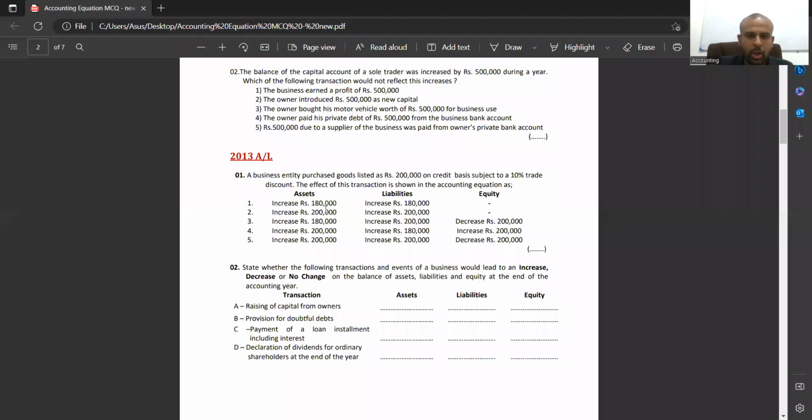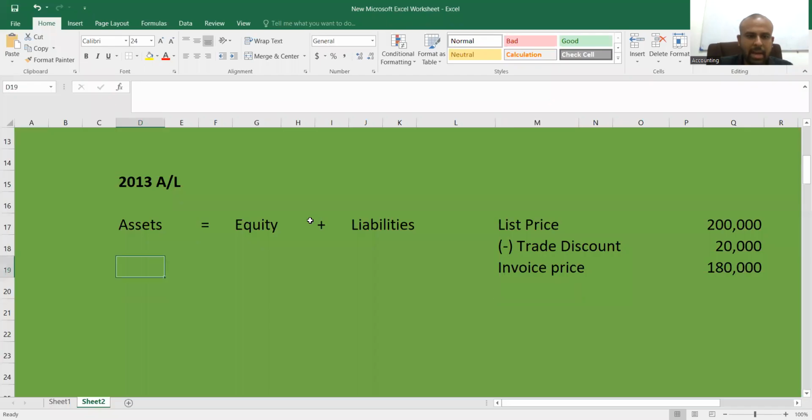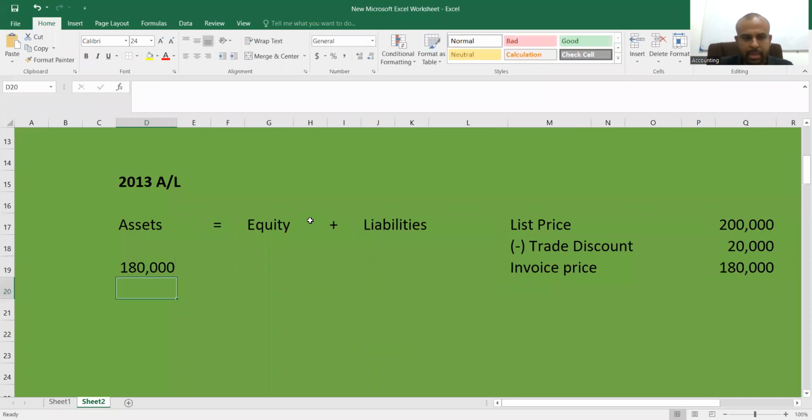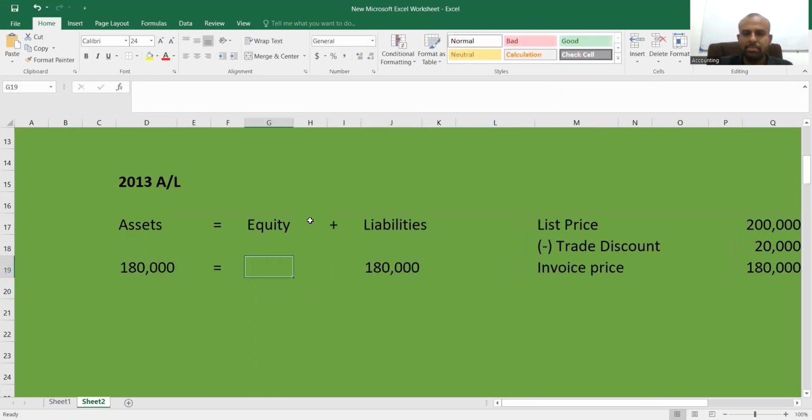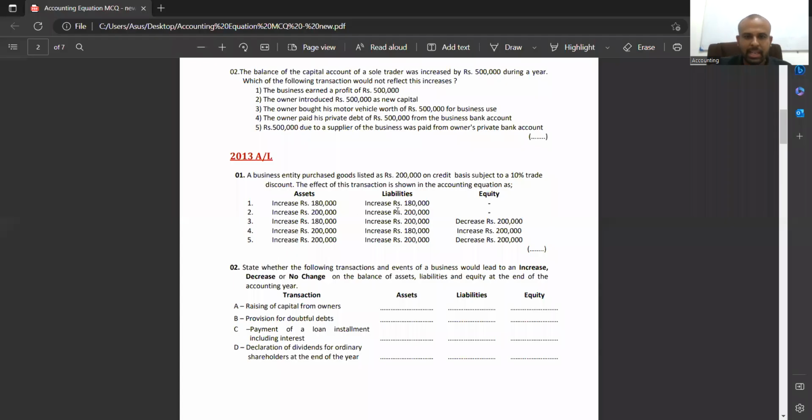Now here, what has happened? You have purchased goods on credit basis, right? When you purchase the stocks on credit basis, the assets balance increased by 180,000. Liability balance increased by how much? Rupees 180,000. Was that clear? And which one is the correct answer, as you all said? Assets increase, liability increases.